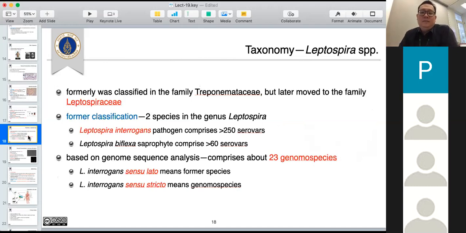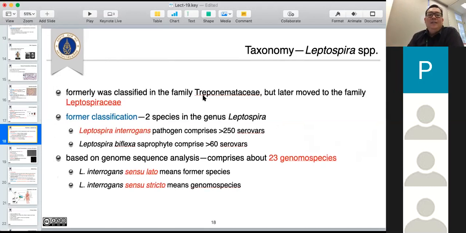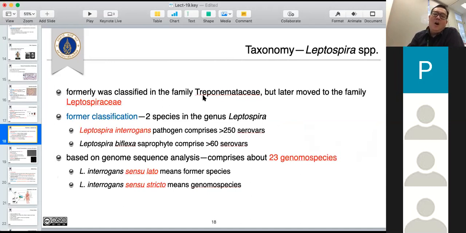The next one is genus Leptospira. So Leptospira was formerly classified in a different family, but later on moved to family Leptospiraceae. Okay, this was in the old days, but it depends on if you go to the library and pick up some paper or look at a sheet on the internet. You probably know if they're older than 10 years from now or 15 years from now.